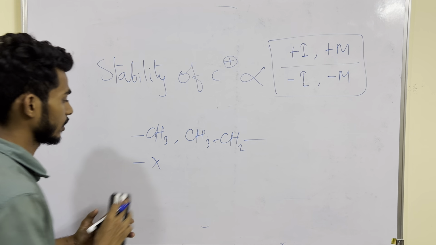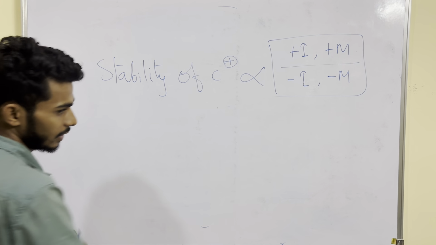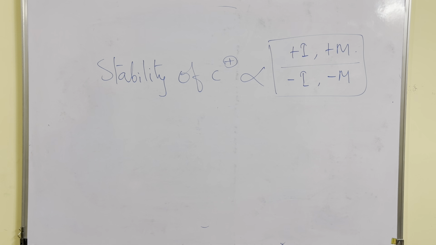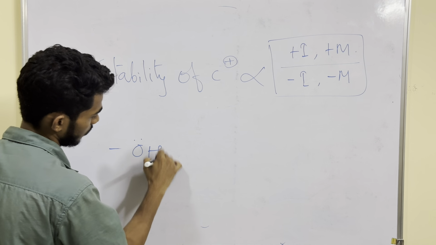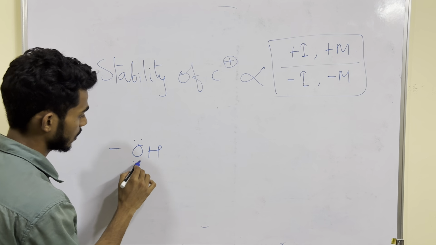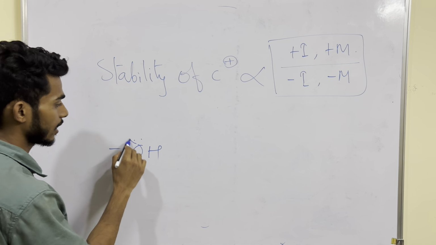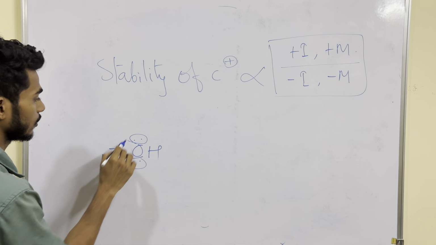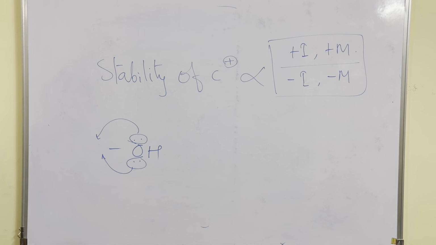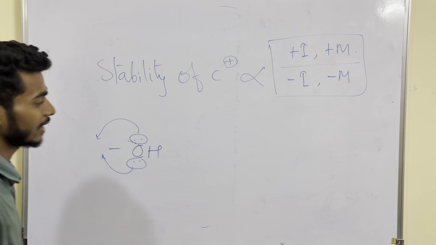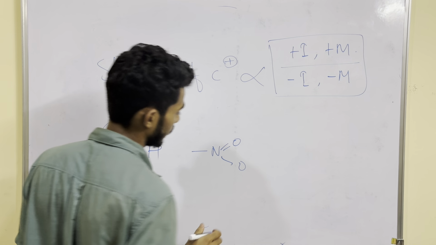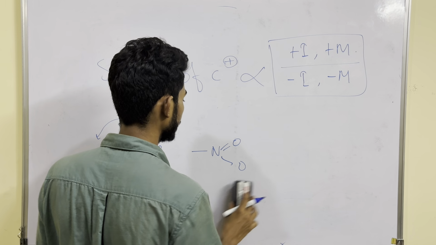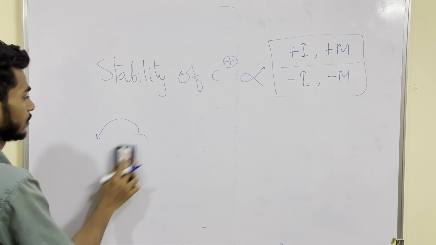In the same way, plus M effect will be shown by which one? The one which is having more electron. For example, OH. This oxygen is having lone pair. Excess electron is there, yes or no? So it will try to donate that electron. And minus M effect will be shown by NO2. Like this. Okay? Am I clear?